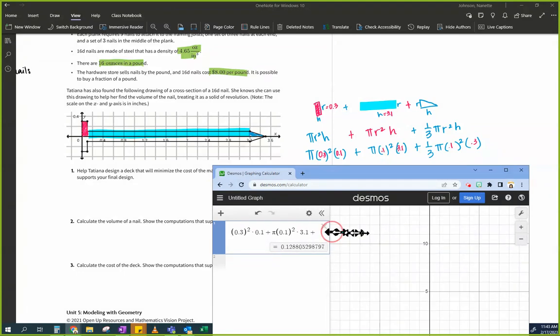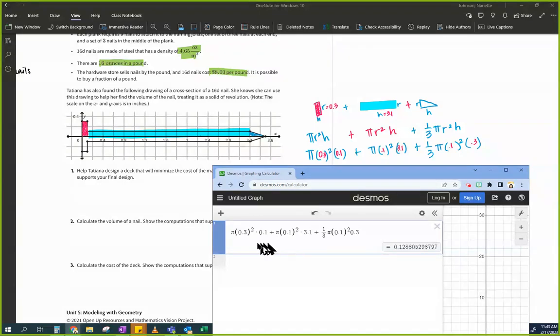Okay. First thing that Ms. Johnson should probably do is make sure she plugged it in correctly. Pi times 0.3 squared times 0.1 plus pi. So do you see pi r squared h? 1/3 pi r squared h. You should see that over and over again. So what does this represent?